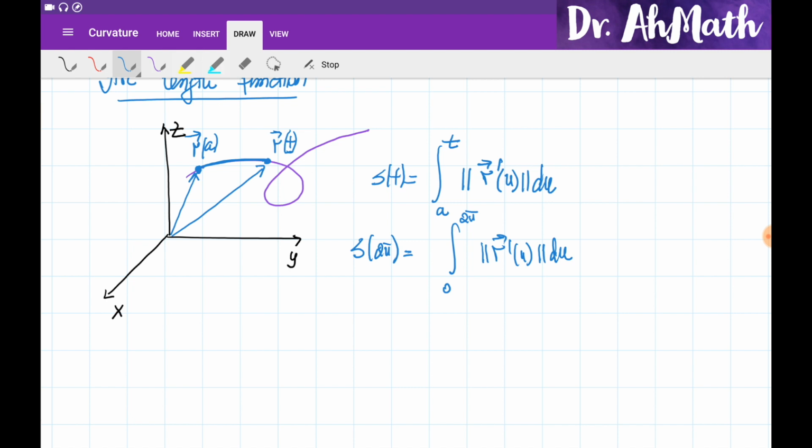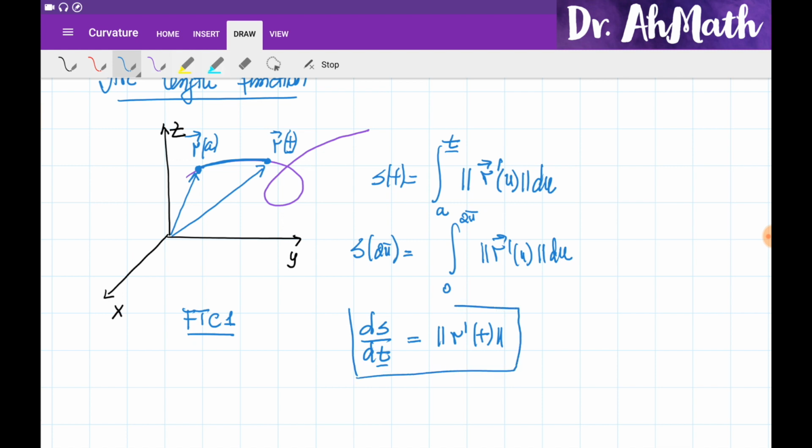And so on. So using the fundamental theorem of calculus 1, we can say that the derivative of s with respect to t, where the t is here on the border of the integration, is going to be simply the norm of r prime of t. We are going to use this result when we work with curvature.